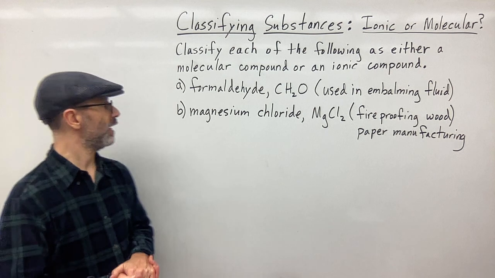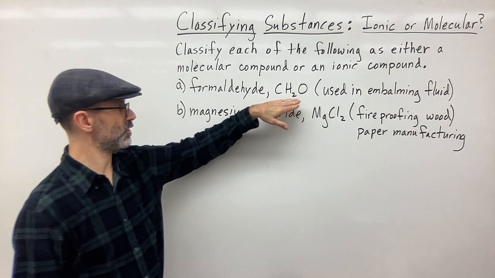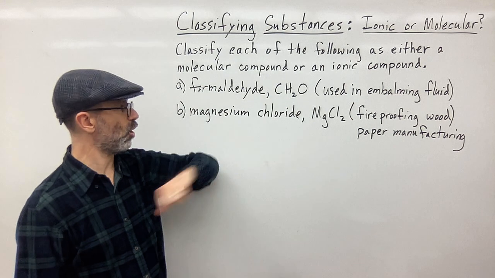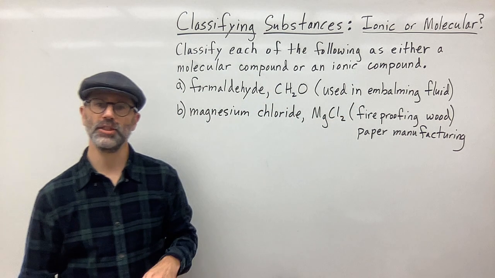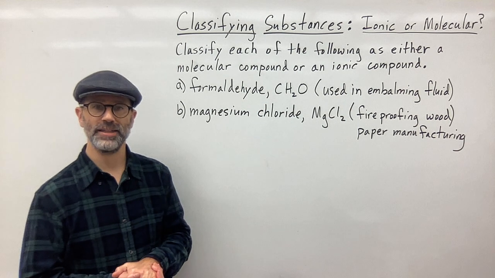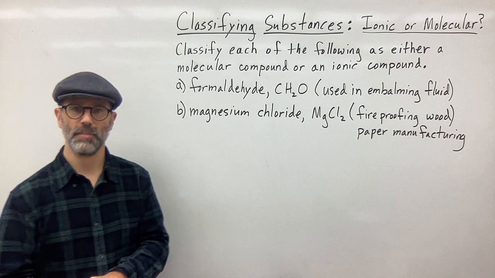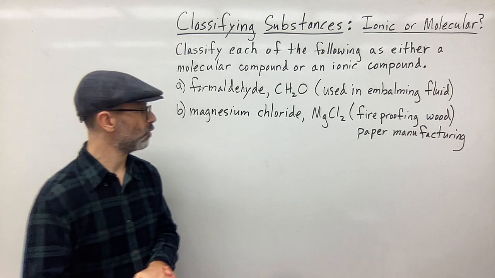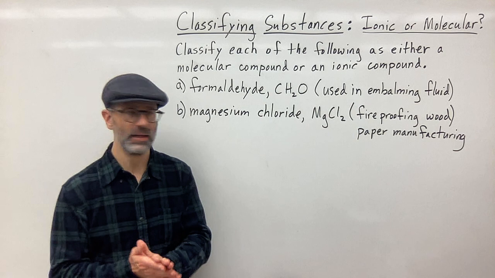All right, so the first one we're given is formaldehyde, and we're given the formula CH2O, and this is used in embalming fluids. So if you have a frog that died and you want to preserve it, then you can put it in formaldehyde. Again, embalming fluids are used for preserving bodies.